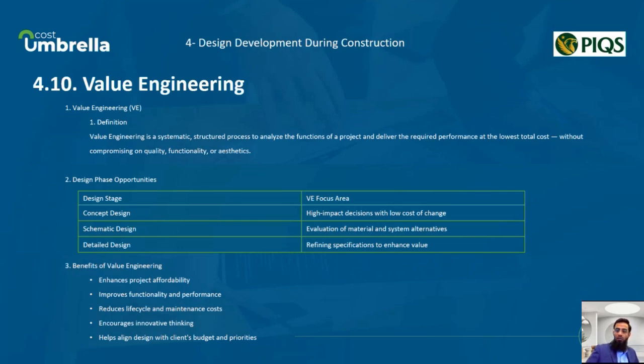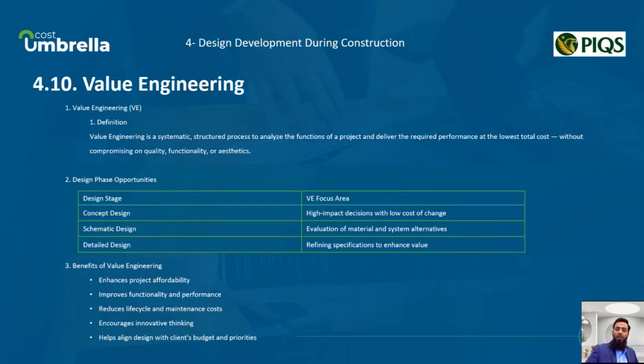If the original design calls for expensive material or an over-engineered system, the value engineering workshop can propose alternatives that are more economical but still meet the required performance and aesthetic goals. Value engineering involves collaboration between designer, cost consultant, engineers, and the client. It's a structured process where we identify key functions, evaluate alternatives, and select solutions that offer better value.